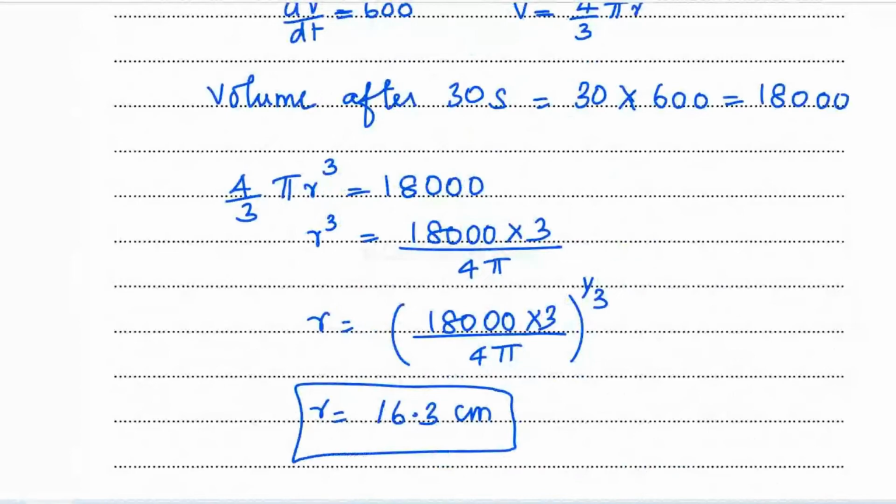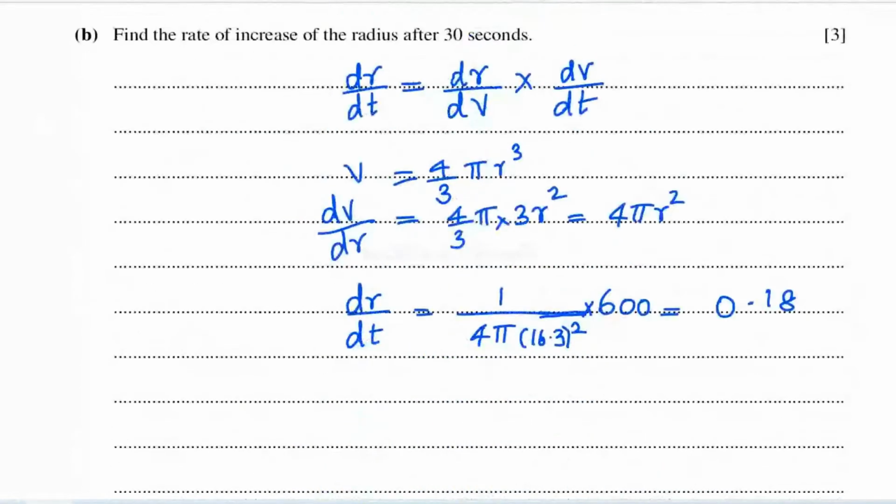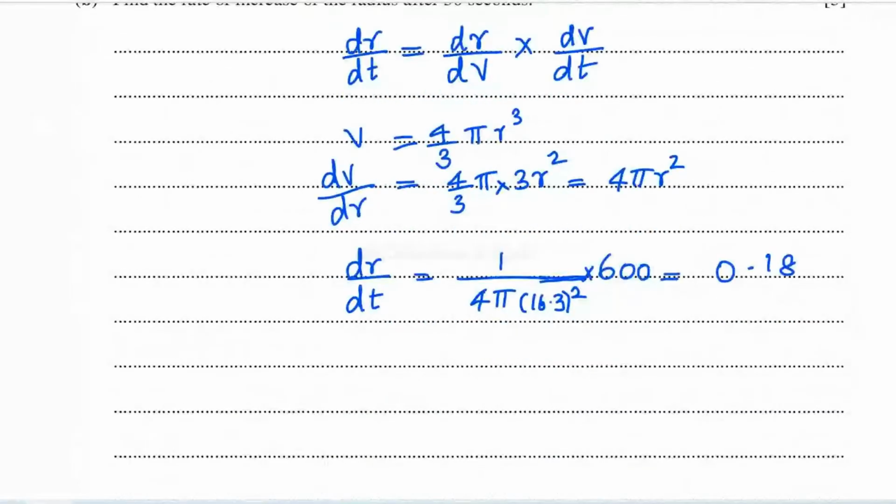r is in centimeter, 600 in centimeter cube, so dr divided by dt equal to 0.18 centimeter per second.